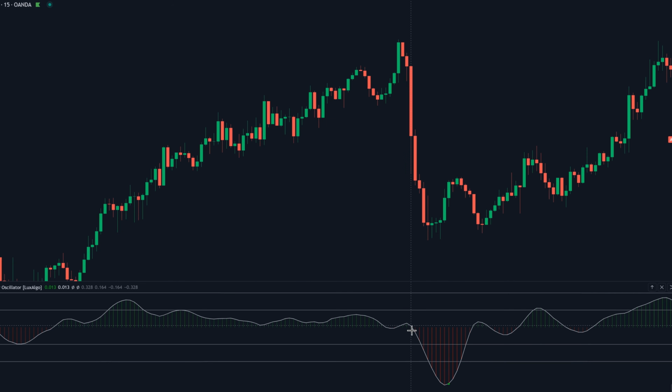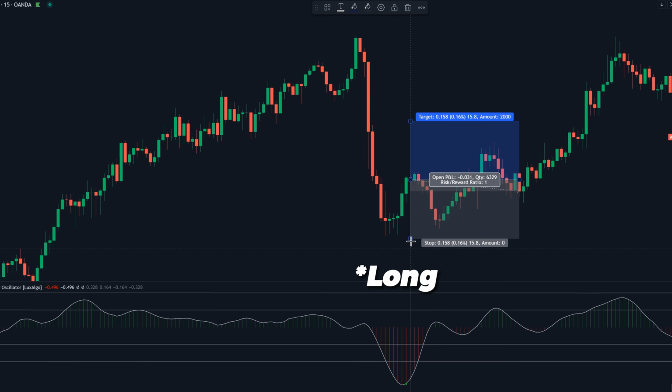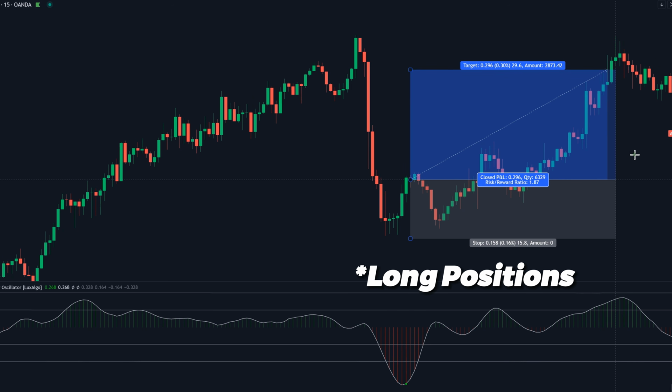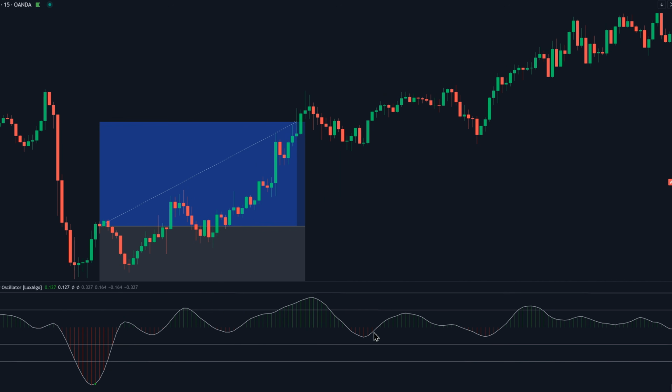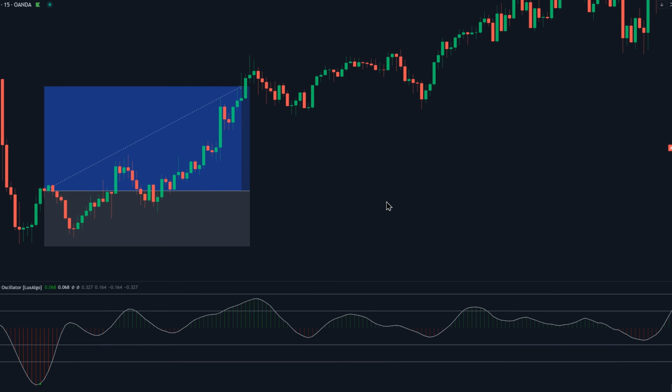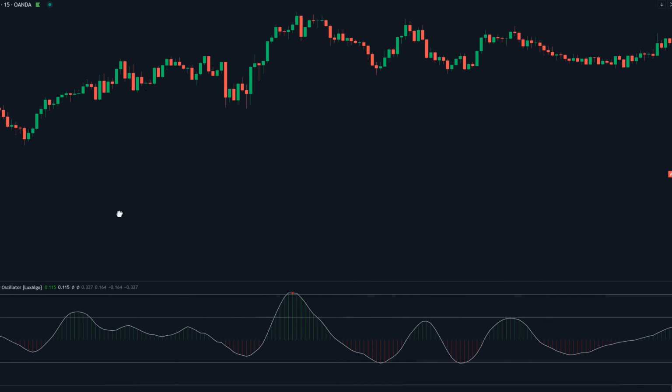Conversely, whenever it goes under this lower level, this would indicate that the market may be oversold, and this is where you would start looking for short positions. But of course, the most efficient method of using this indicator to trade is to use it as a trend filter, which means we're gonna use it to identify bullish and bearish trends in the market.